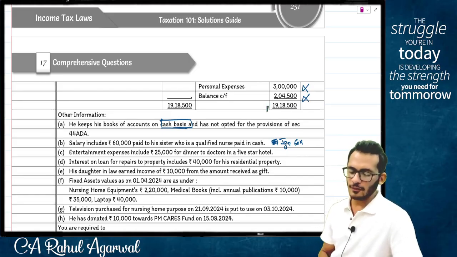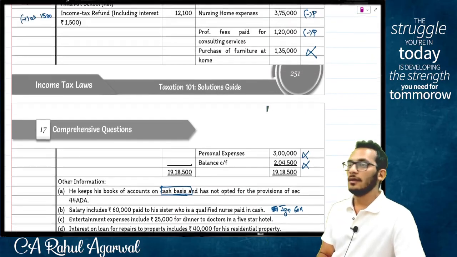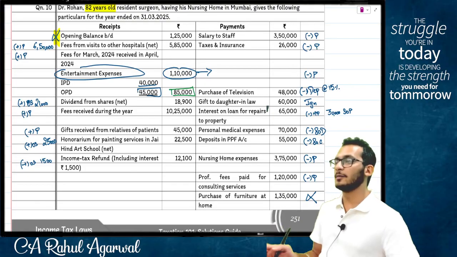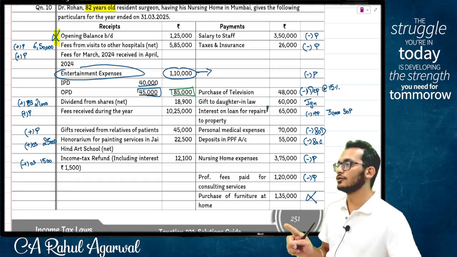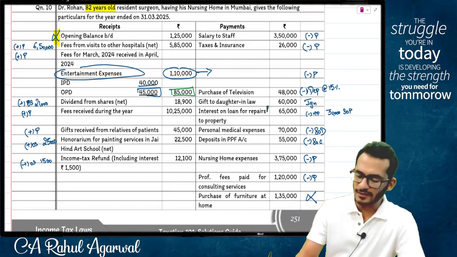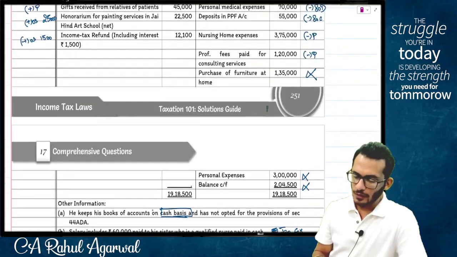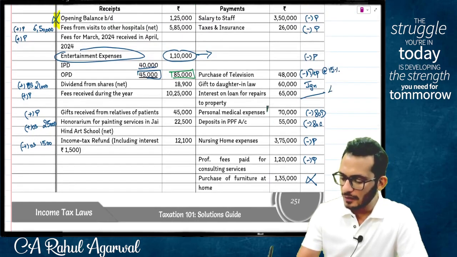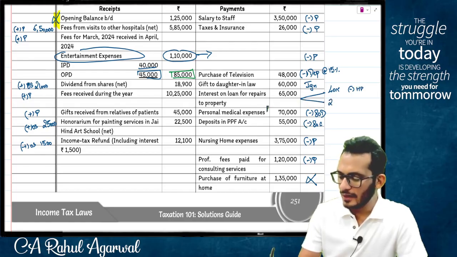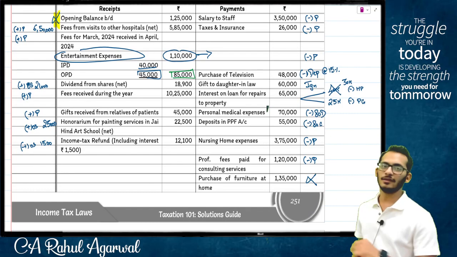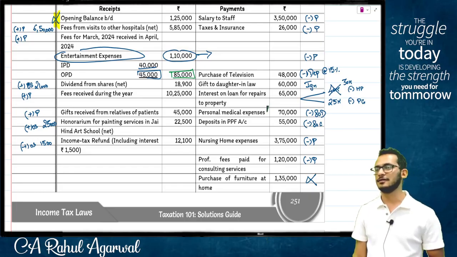Interest on loan for repairs to property includes 40,000 for his residential property. People, now I have a problem. If you notice carefully, first I told interest on loan for repairs to property 65. In which they are clarifying only 40 pertains to residential, which means 25 pertains to business only. So I can't claim the whole thing as a deduction. I will have to split this now. In 65, how much is house? 40 is house. So in that 65, I'm going to split. 40K will go to house property and 25K will go to business. In this, 40K will get denied and you will get only 30,000, because that is what interest on loan for repairs is eligible for.